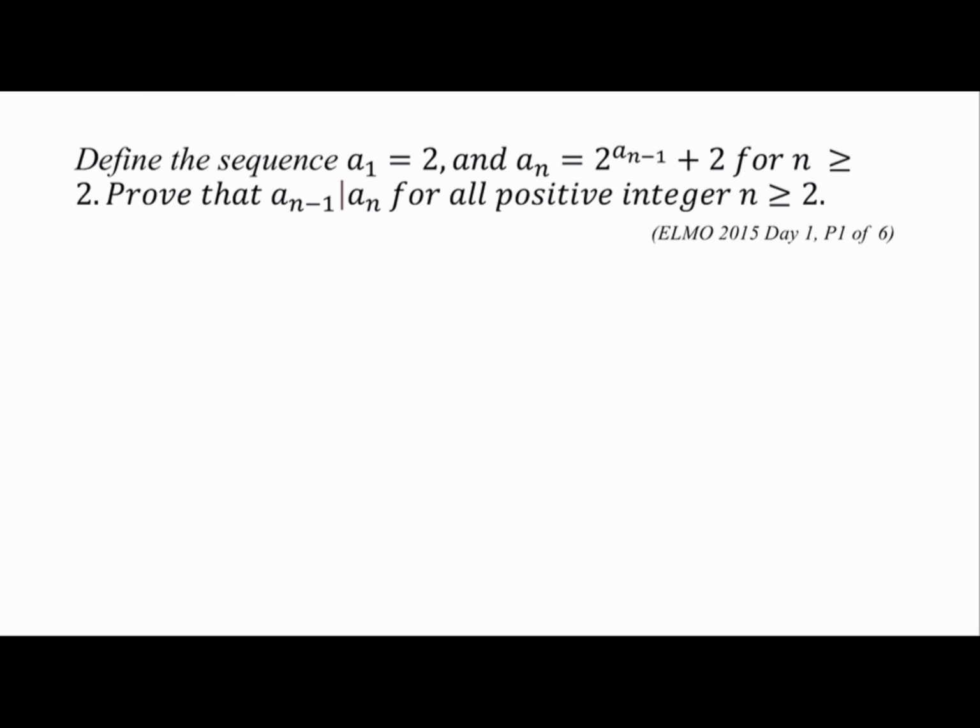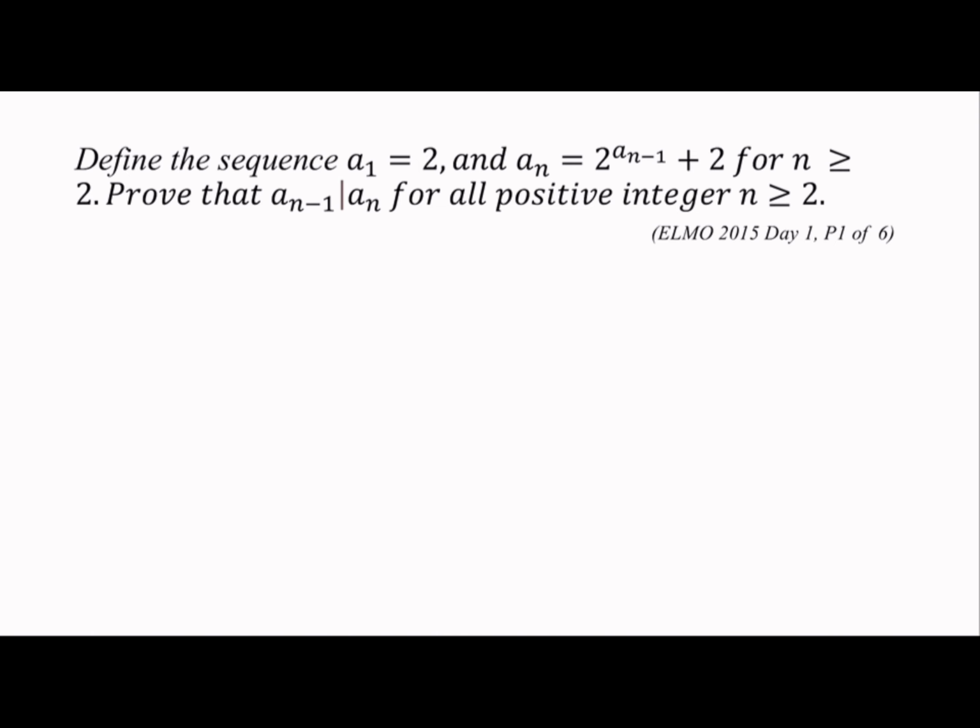Welcome back to another video at the channel, and today we will be looking at a number theory problem. Define the sequence a1 equals 2 and an equals 2 to the power an minus 1 plus 2 for n larger than or equal to 2. Prove that an minus 1 divides an for all positive integers n larger than or equal to 2.